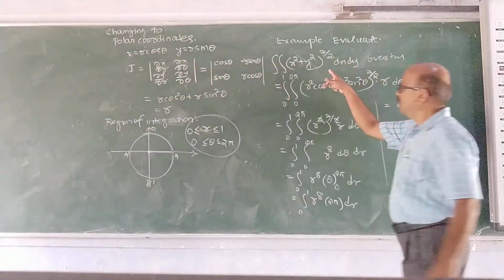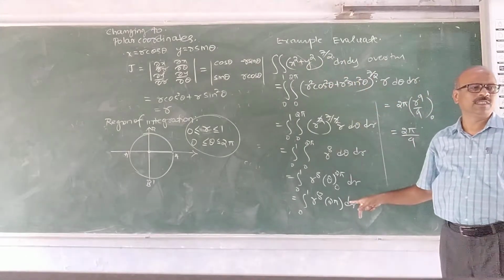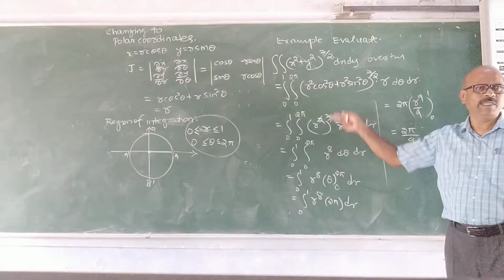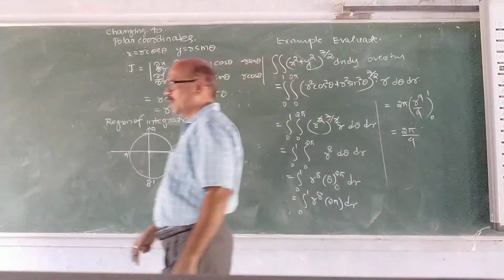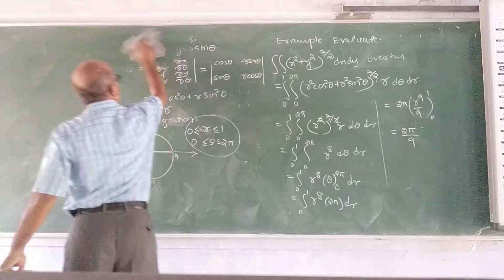So when changing Cartesian to polar, this problem is very much simplified. That is the use of changing of variables. And one more similar problem.